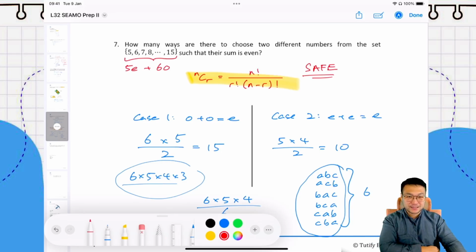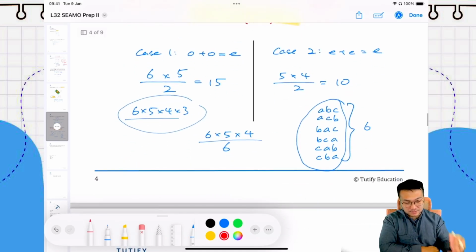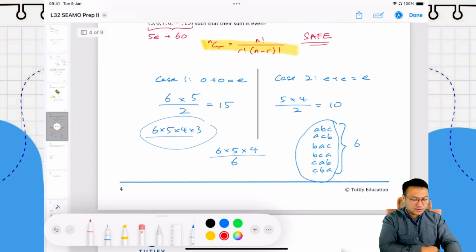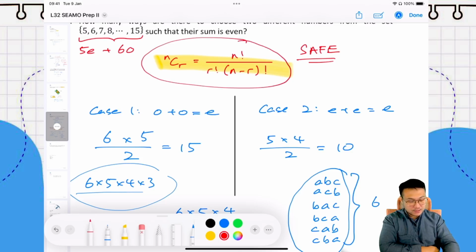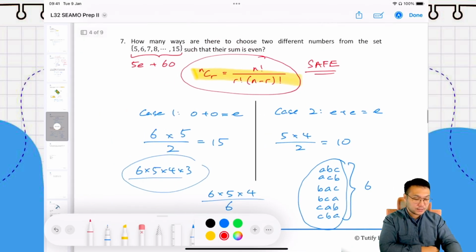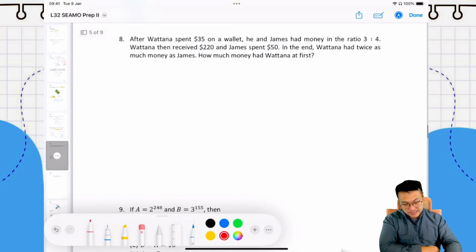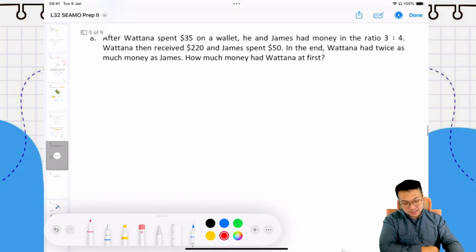Very good, Jingming. If you can very quickly calculate how many ways there are to rearrange them, go ahead and use this method. But I'm just saying that this formula is a safe way to do it. Alright? Now, let's look at question 8.